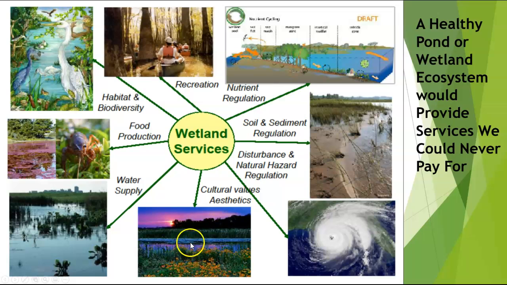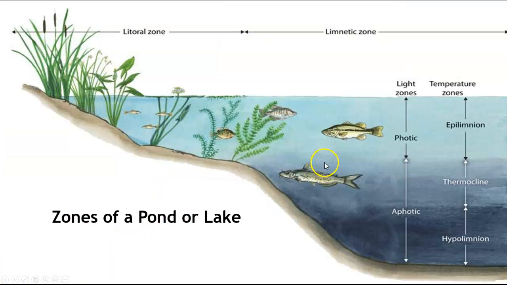They give us aesthetic value, which is just beauty. Sometimes we like to be there, swimming, boating, fishing. They provide clean water because they act as a filter to pollutants. They can provide food, so we say they're very productive and that there's a lot of photosynthesis going on there. And it's food for animals, but it's also food for us.